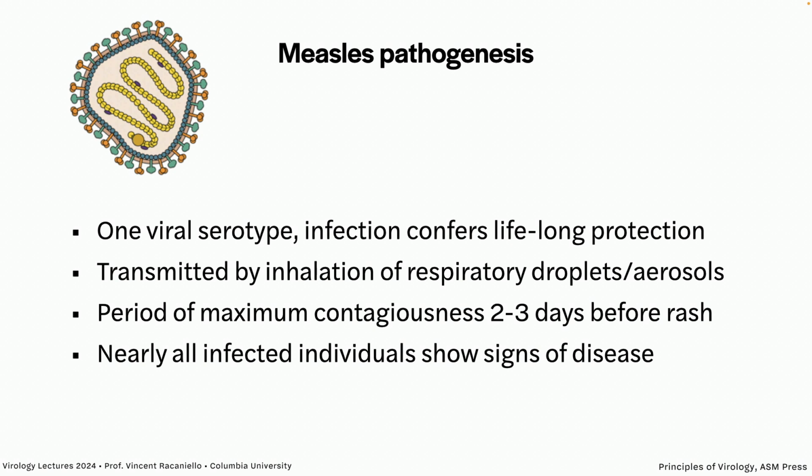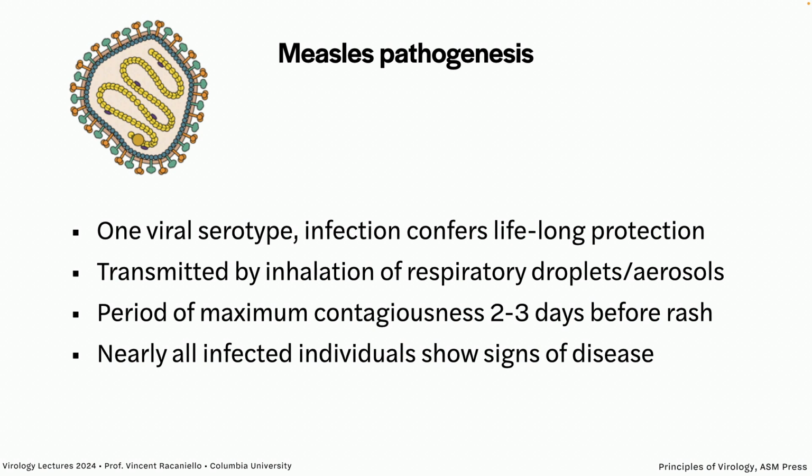So there's one viral serotype, and if you get infected or vaccinated, you get lifelong protection against infection. This starts out as a respiratory infection. It's transmitted by respiratory droplets and aerosols. And in fact, this is one of the viruses that's very well transmitted in the smallest of droplets that go very long distances. So that's one of the reasons why this is so contagious. It's present in those tiniest of droplets. There's a long period of shedding before symptoms, and you shed a lot of virus. So those three things together combine to make this a highly contagious infection. So you are shedding 2 to 3 days before the rash. And the rash is what makes you realize you have measles.